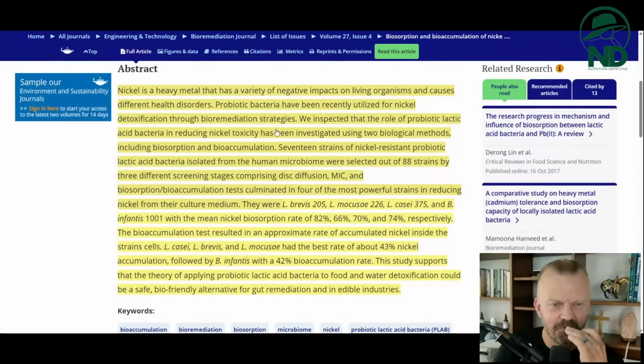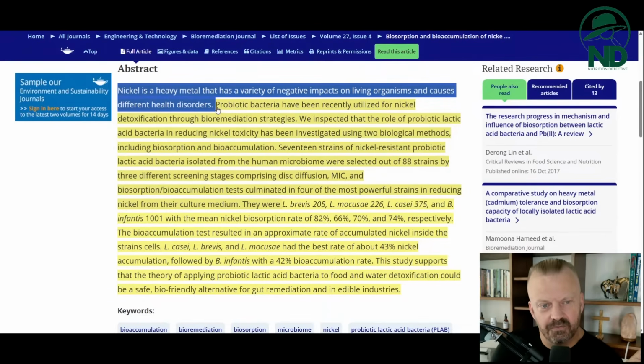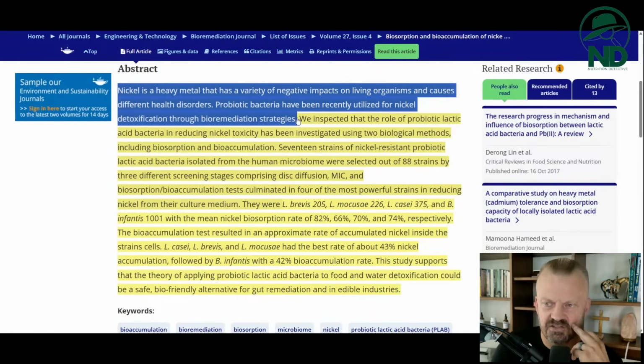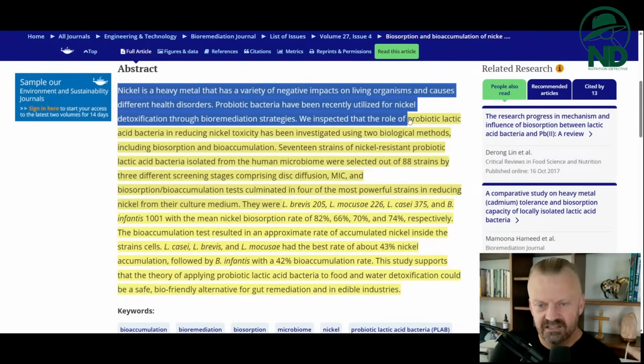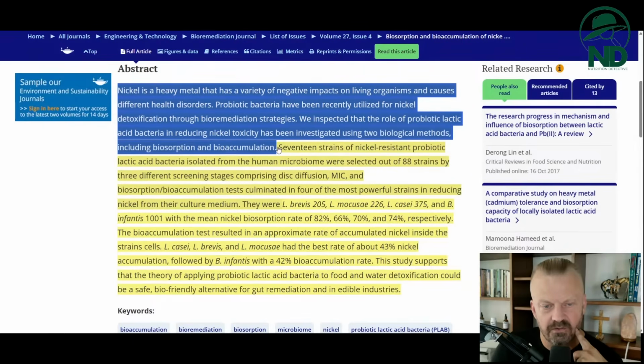What's the most popular type of probiotic out there? Lactobacillus. What is it helping with? Nickel. Nickel is a heavy metal that has a variety of negative impacts on living organisms and causes different health disorders. Probiotic bacteria have been recently utilized for nickel detoxification through bioremediation strategies. Wow, they grab onto enough nickel that they can use them out in the wild. The role of probiotic lactic acid bacteria in reducing nickel toxicity has been investigated using two biological methods, including biosorption and bioaccumulation.